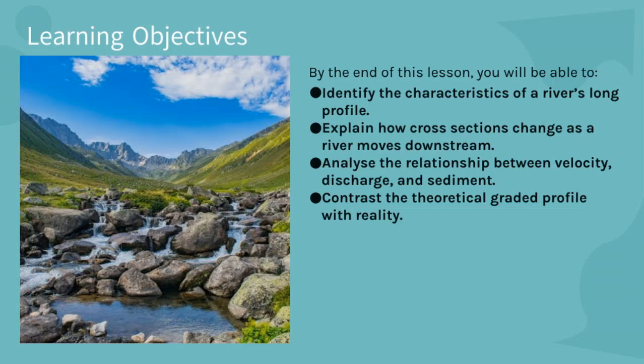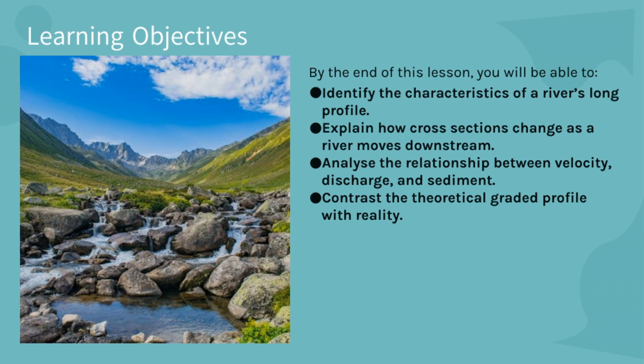Let's begin with the learning objectives. By the end of this lesson, you should be able to do four things. First, you should be able to identify the characteristics of a river's long profile. That means understanding how the river changes from a steep upper course to a gentler lower course. Second, you should be able to explain how cross-sections change as a river moves downstream. A river channel usually becomes wider, deeper, and smoother as it moves towards the mouth.